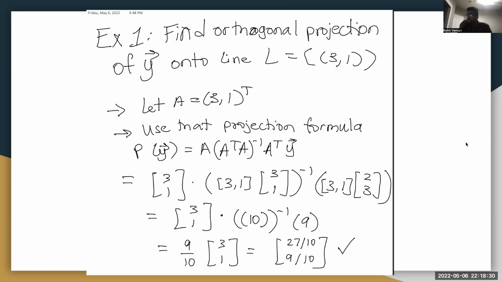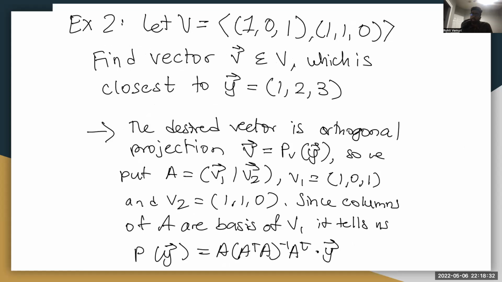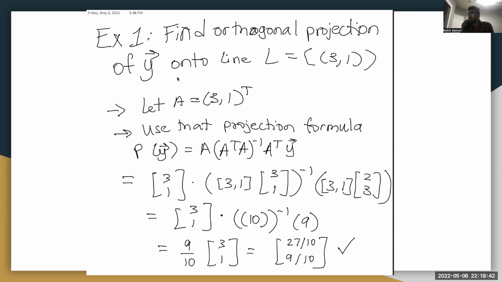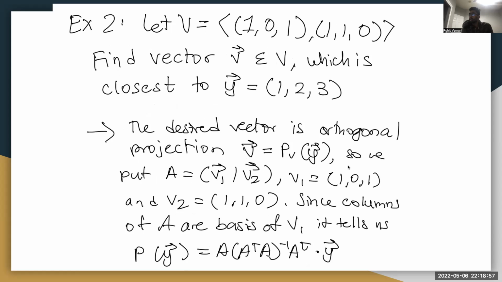Now we're going to look at example 2. In the previous problem, I forgot to mention that y is equal to (2, 3), which is how we got this (2, 3) here. I forgot to write that down, but y is equal to (2, 3). Hopefully that clears up the confusion. Sorry. Now let's look at example problem 2.